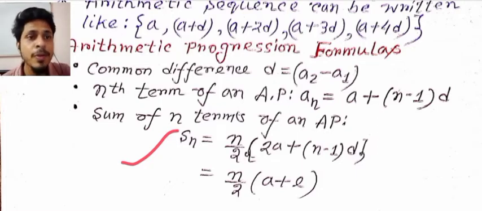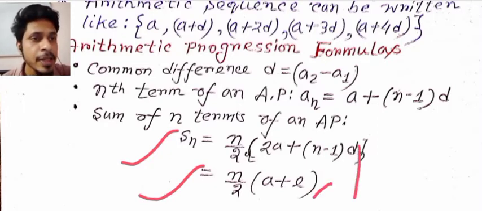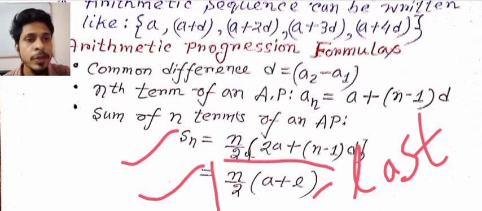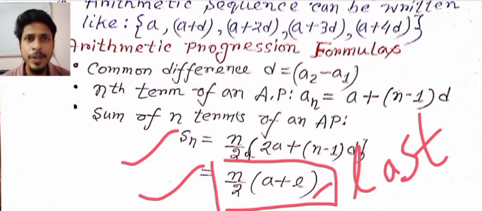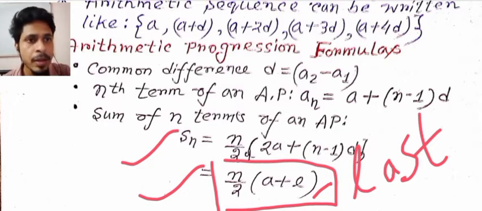There is also a formula which is n by 2 into A plus L. We all know that A is the first term and L is the last term. When we know the whole series, we know the first term and the last term, so it's quite easy to find the sum with this formula. And when we only have the first term, then we have to go with the first formula, that is n by 2 into 2a plus n minus 1 into d. So let's do an example.